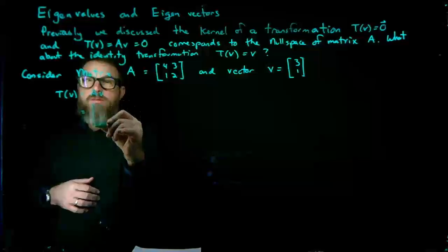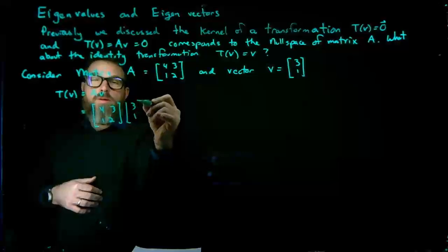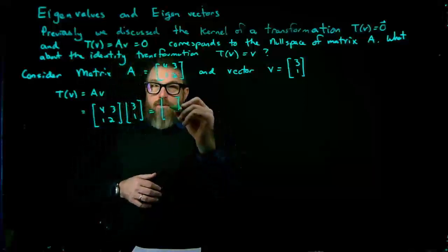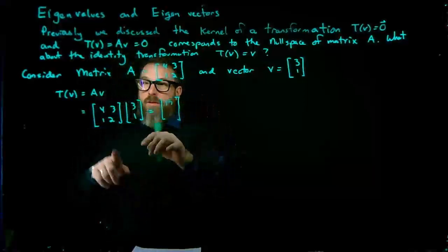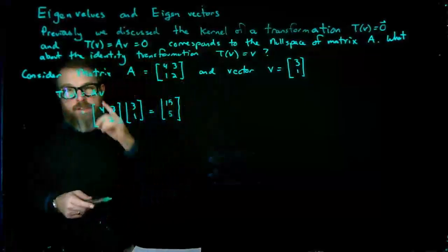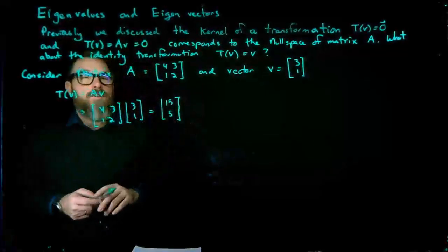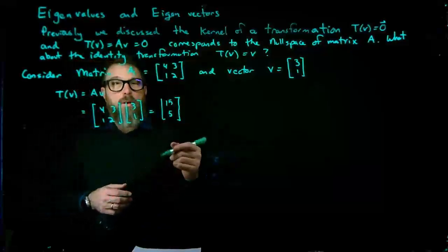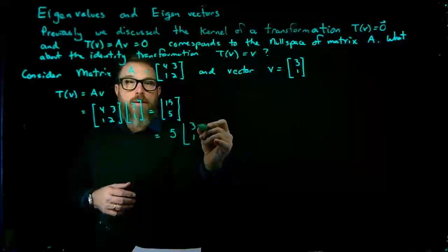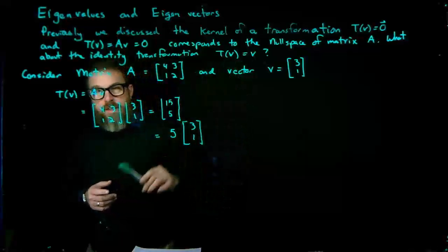So let's say T of vector v is going to be defined by A times v. This is going to be the matrix 4, 3, 1, 2, and I'm going to multiply by the matrix, say, 3, 1. With a little bit of matrix multiplication, row times column, we're going to get 15 here, and then very similar, 1 times 3 plus 2 times 1 is going to be equal to 5. So what we can see is that T of v, which is A times v, is equal to 15, 5, which is not exactly 3, 1, but this is equal to 5 times the vector 3, 1.